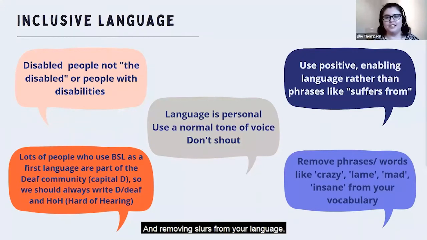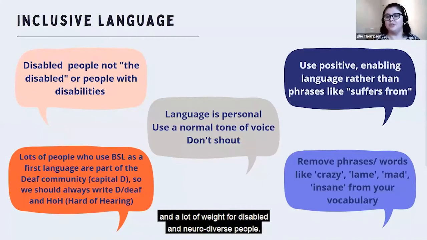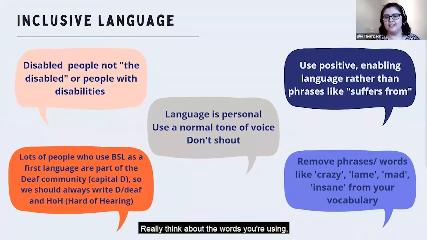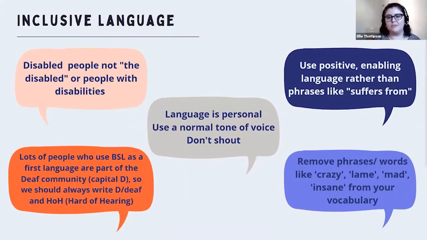Removing slurs from your language. So everyday words that actually have a really difficult history to them and come with a lot of discrimination and a lot of weight for disabled and neurodiverse people. That includes things like crazy, lame, insane. Really think about the words you're using because you never know who's going to be affected by those words.